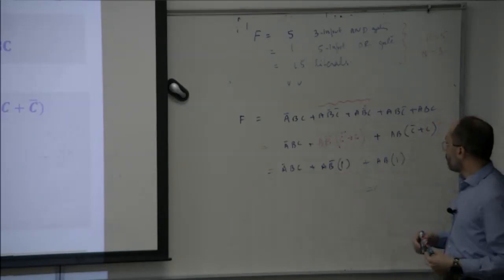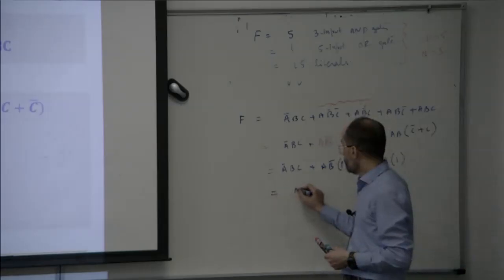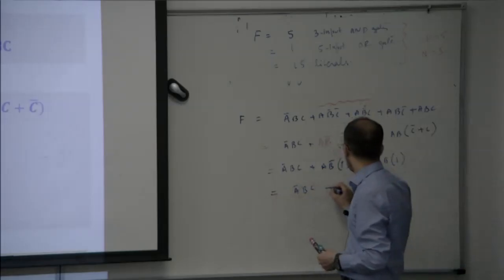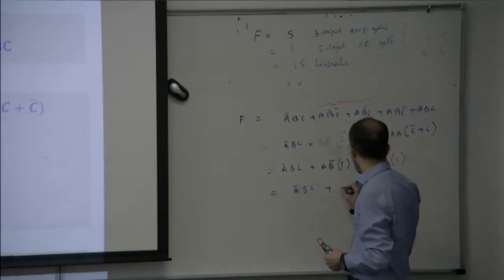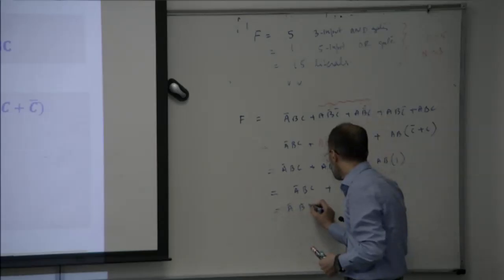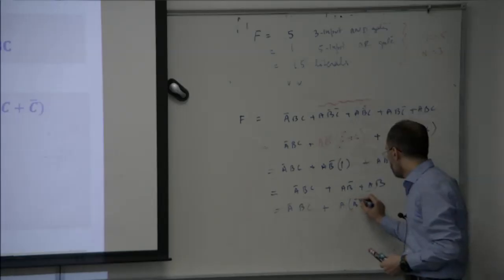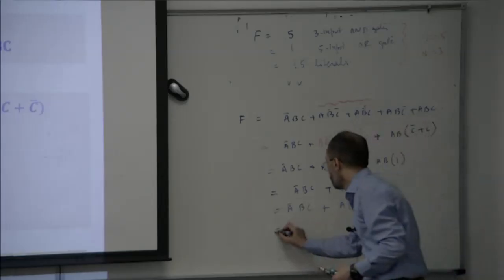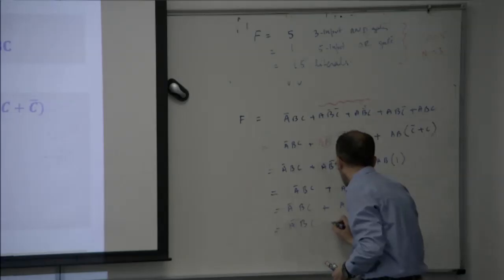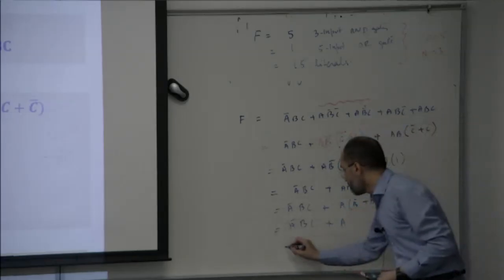Now what's the next? A is common. So A bar B C plus A B bar plus A B. Then what is common? A plus B. Then A bar B C is equal to plus A, because this is 1. And this is equal to A plus B C.